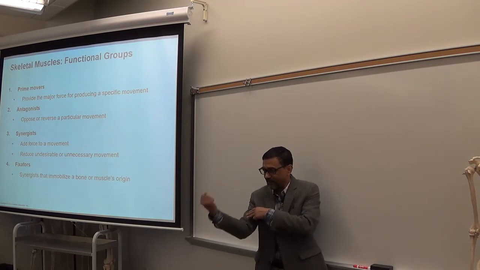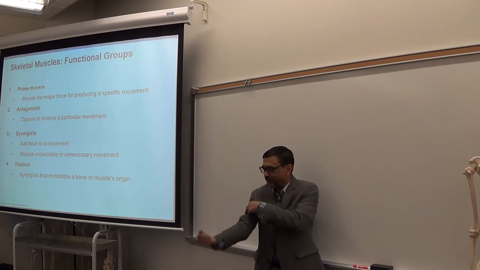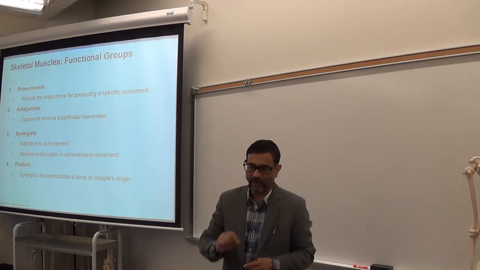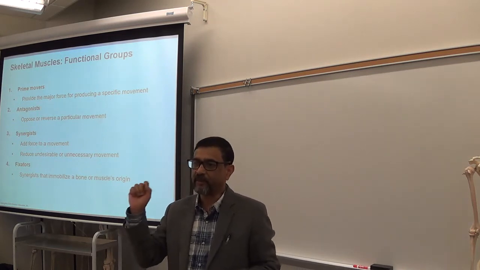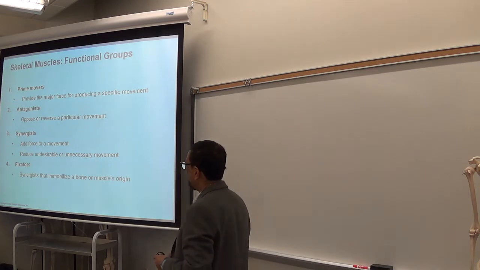Three muscles help in the flexion of the forearm. Make sense? Because all three are here. Now, which one is the main one? The one that provides maximum force or most of the force. That is called the prime mover.